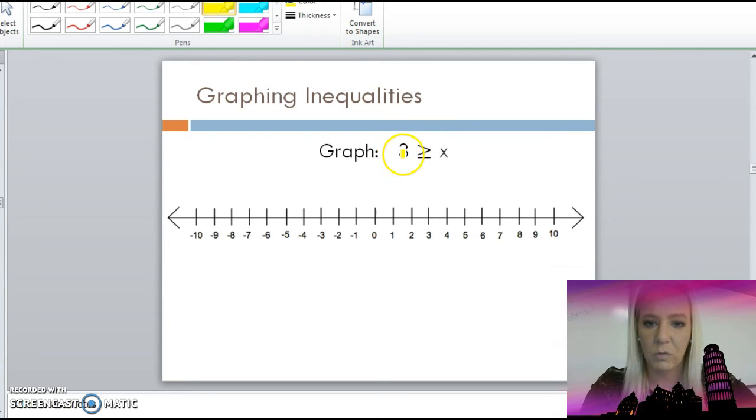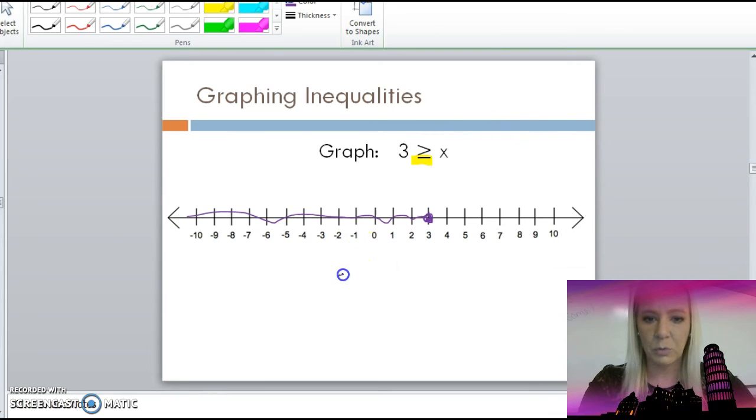This would read 3 is greater than or equal to x. So I'm going to shade a closed dot at 3, and 3 has to be greater than all of the other numbers, which was represented by x. So 3 is greater than 2, 1, 0, so on and so forth.